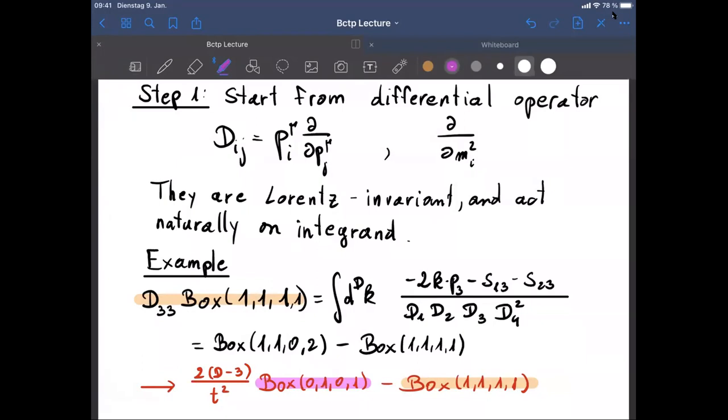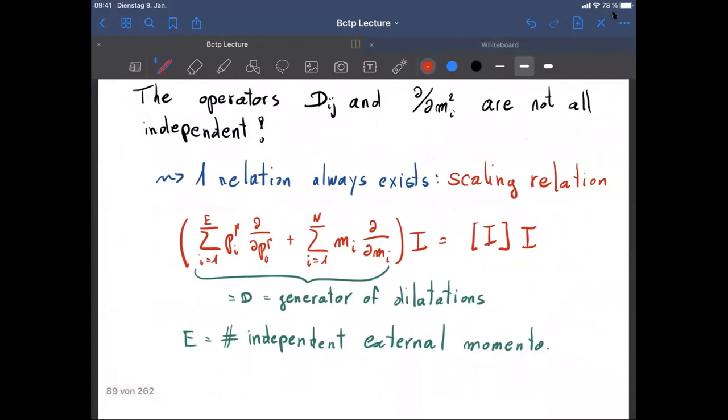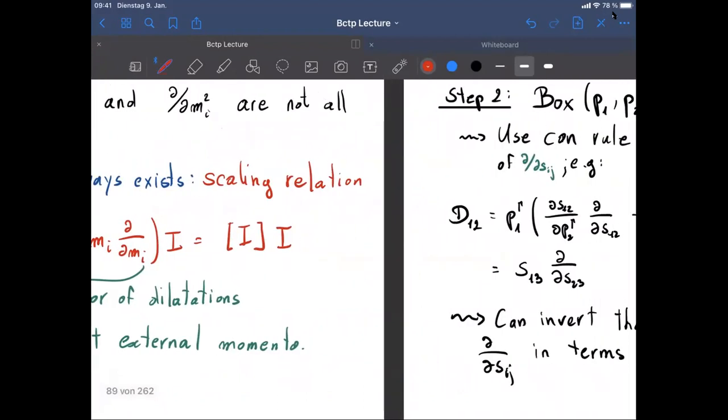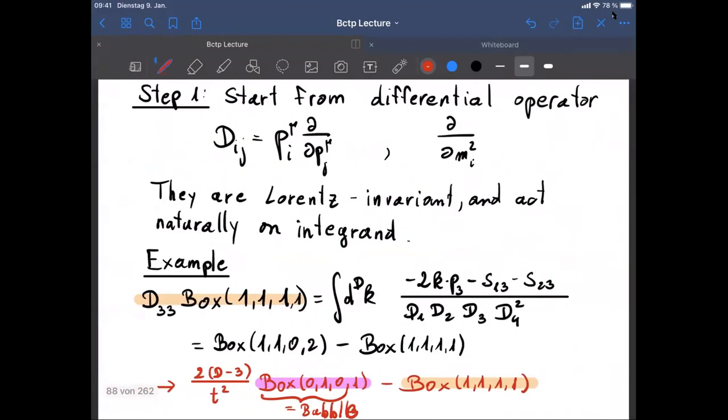The bubble integral I know, so I have now obtained the first order linear differential equation for the box (1,1,1,1). I remind you that this is actually a bubble, so that's a simpler integral. Now, this is the differential equation with the differential operator P3 mu d/dP3 mu. So that is the differential equation.